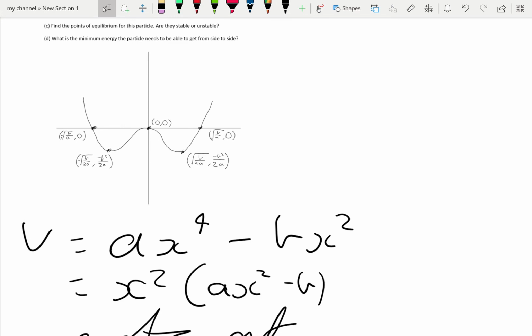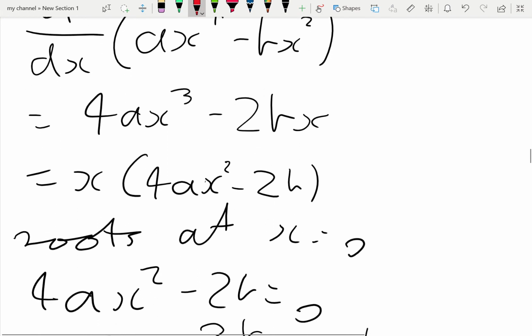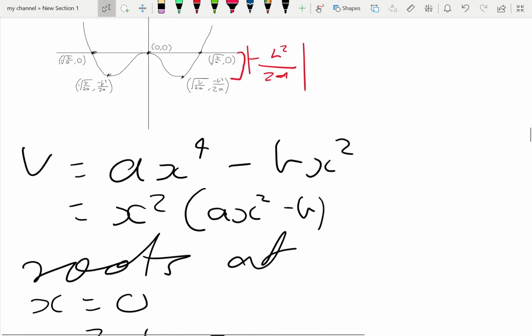Now, what is the minimum energy the particle needs to get from side to side? This is going to be given by the difference from the peak in the middle of the potential energy to the trough at the bottom, which is going to be this height here, minus b squared on 2a, absolute value of that. Now, how did I get that minus b squared on 2a? Well, I just substituted the x coordinate of the equilibrium point into the V equation.